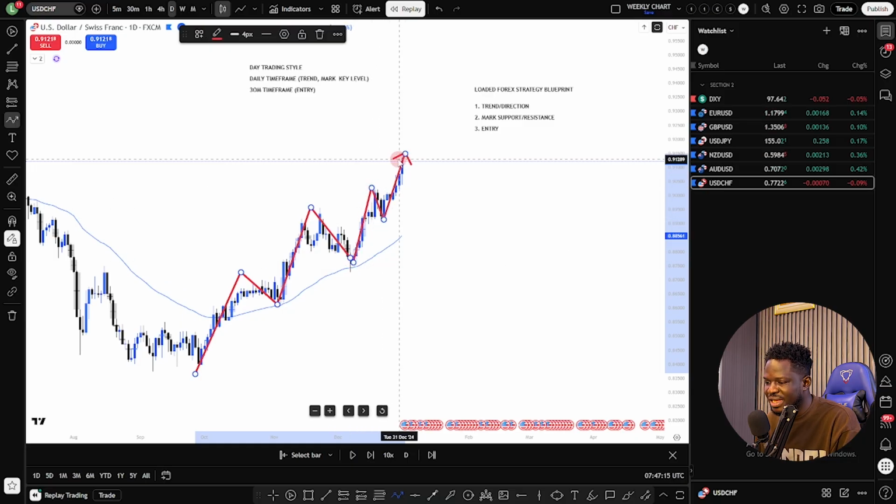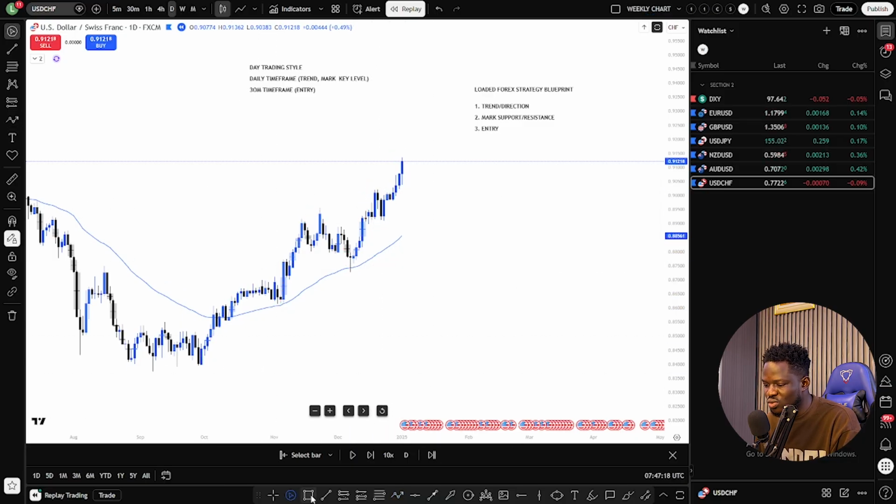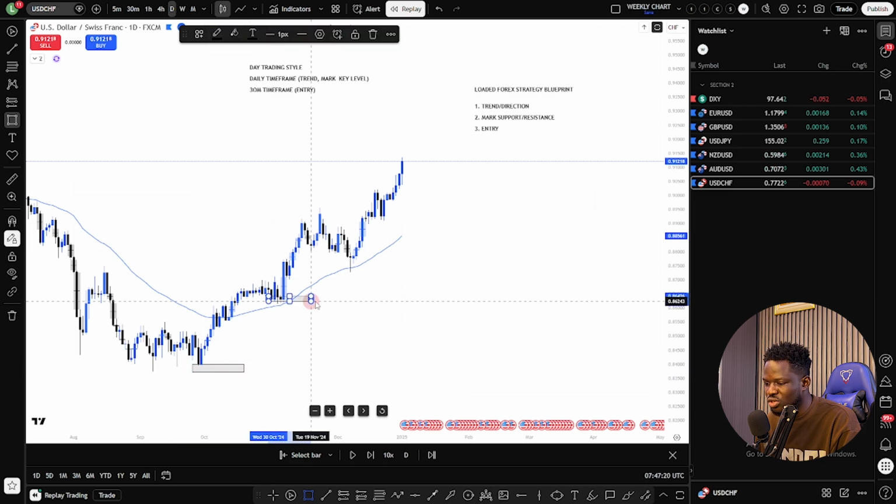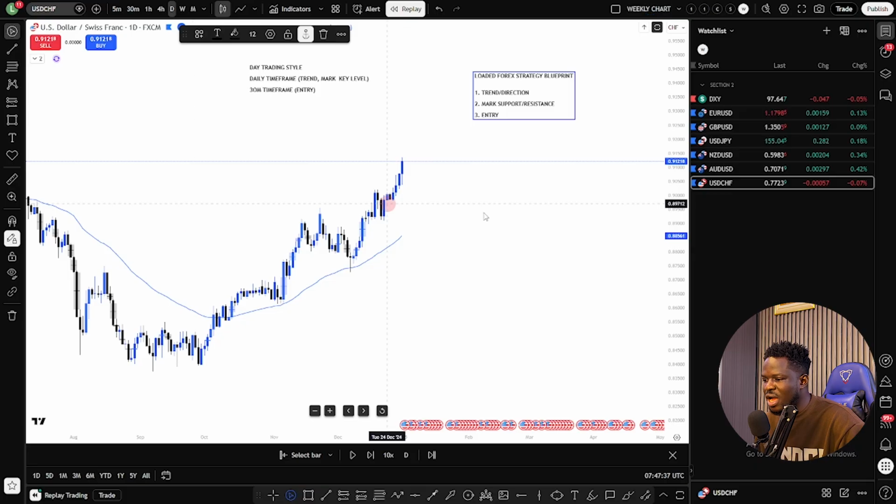higher low, higher high. This place is known as support zone during the bullish market, while this place is known as resistance zone during the bullish market. These are resistance zone, right? Using our loaded forex strategy blueprint, the first problem we want to solve on the daily time frame.